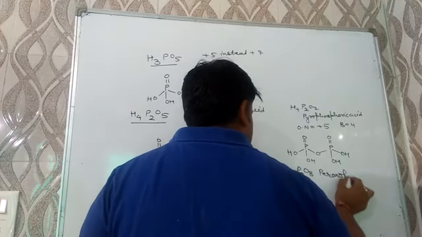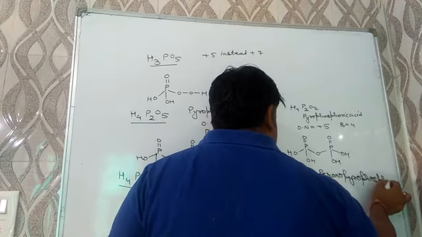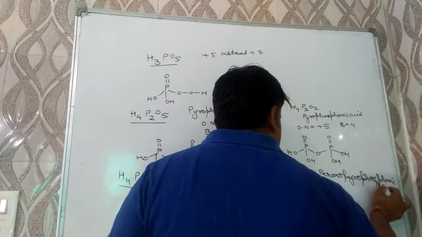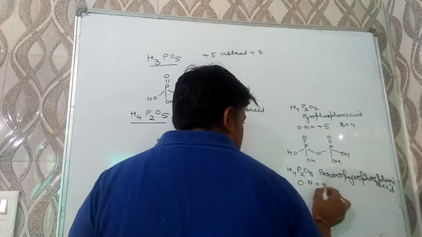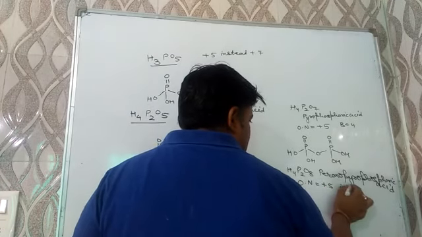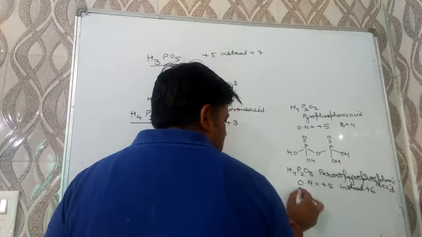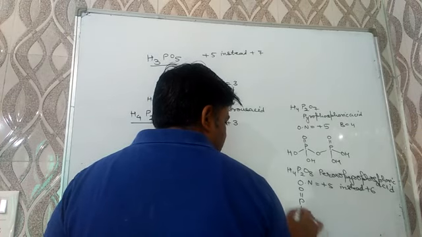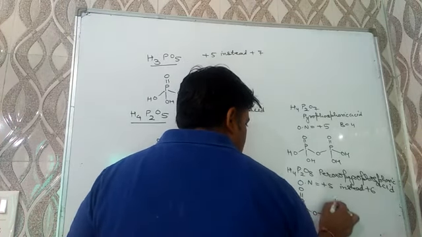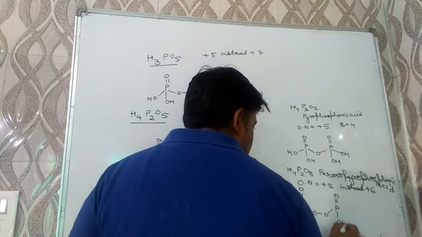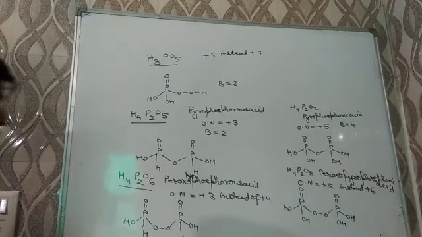Next one is H4P2O8, peroxopyrophosphoric acid. Oxidation number +5 instead of +6. Basicity 4. In the same way we can make the structure by having a peroxide linkage between two phosphorus atoms. I have discussed this topic earlier too when the oxidation number concept was discussed.